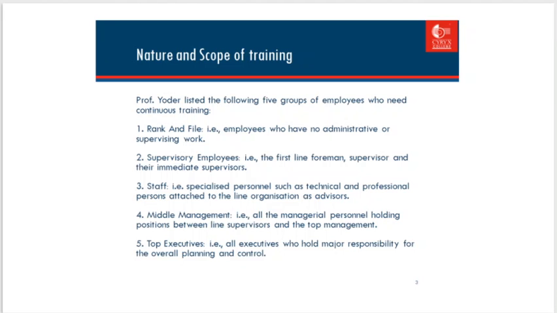Fourth, middle management. For example, all the managerial personnel holding positions between line supervisors and the top management. Fifth, top executives. For example, all executives who hold major responsibility for the overall planning and control.